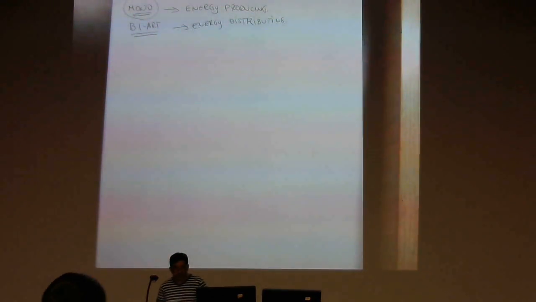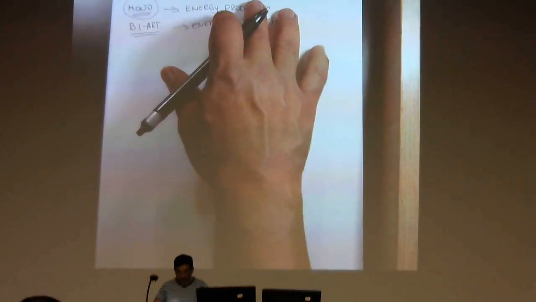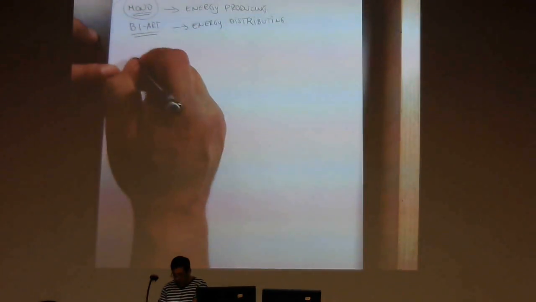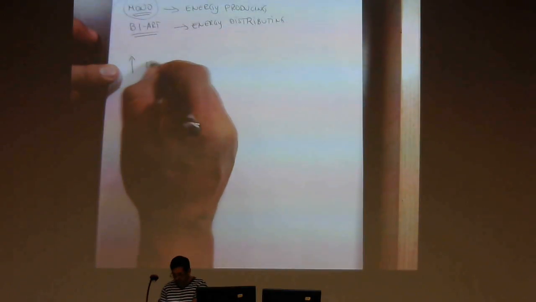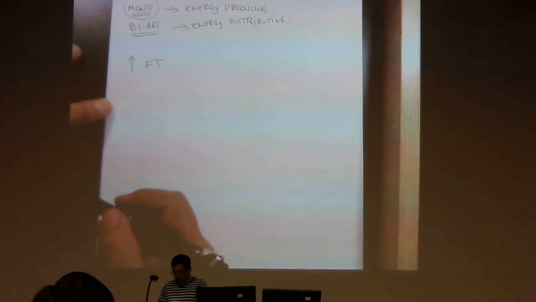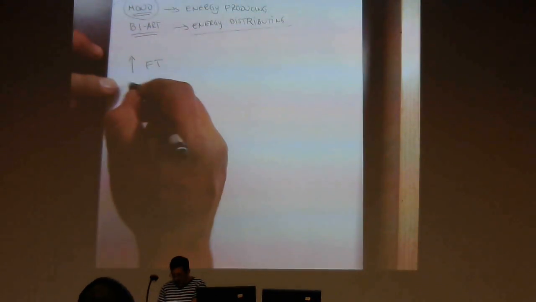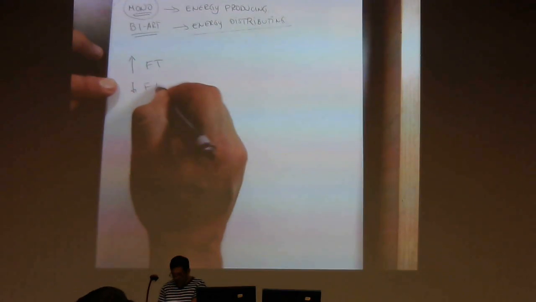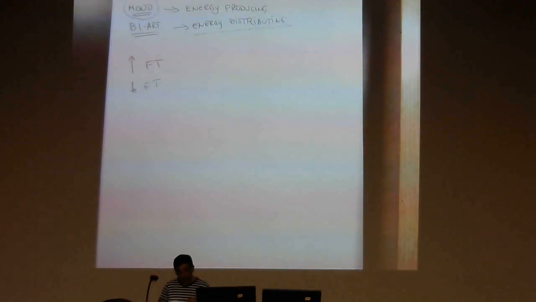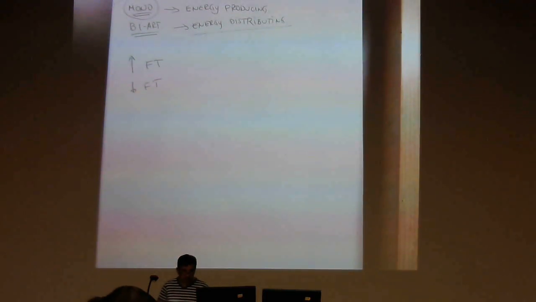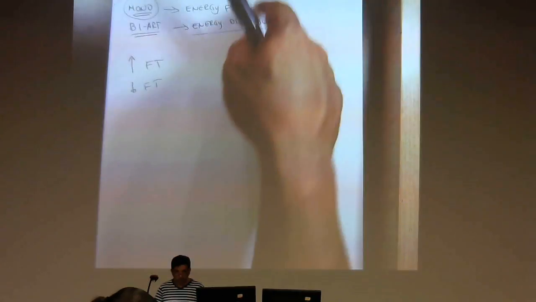Because of what we have said last week, monoarticular muscles, that they are the energy producing muscles, will tend to have a greater proportion of fast twitch muscle fibers. And because of the role of energy distributing, biarticular muscles have less fast twitch than the monoarticular muscles. It is not to say that they are slow, it's just to say that they have less than the monoarticular muscles because of that role.